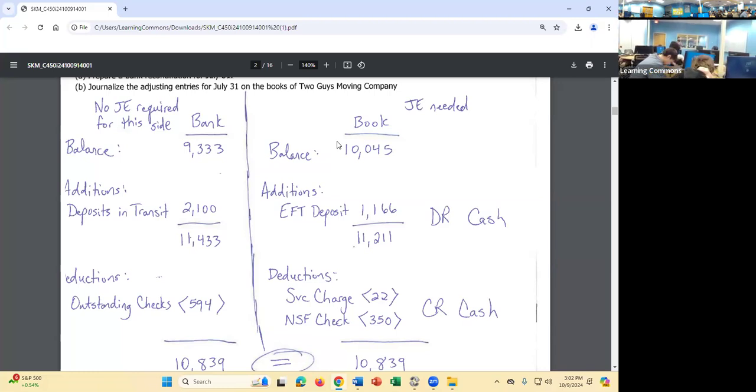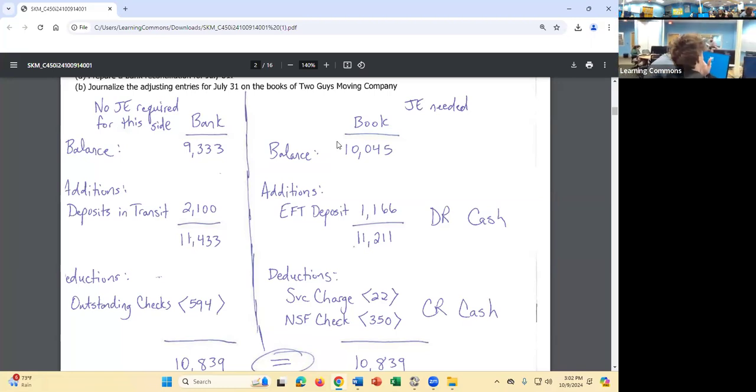Where are all of those reported currently? The books. They're on our books. So where do we need to adjust them? On the bank. And so are those going to add or subtract once they go through? Subtract. So we got outstanding checks minus 594. So the balance that you should have got, if you do the math here, is 10,839, and that is equal.